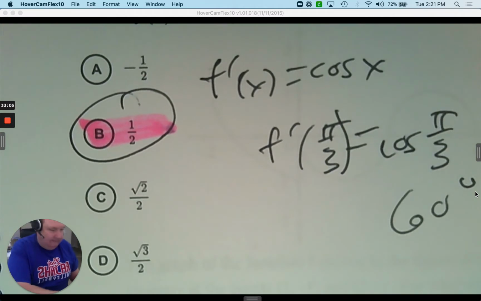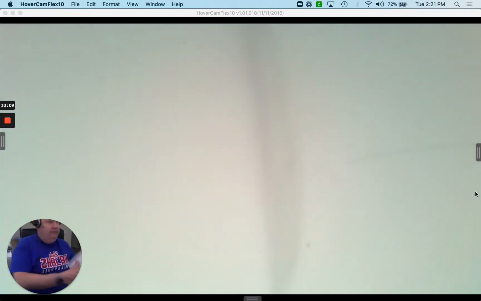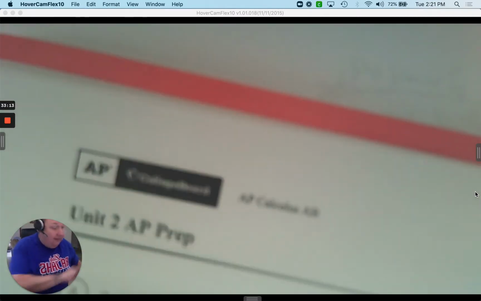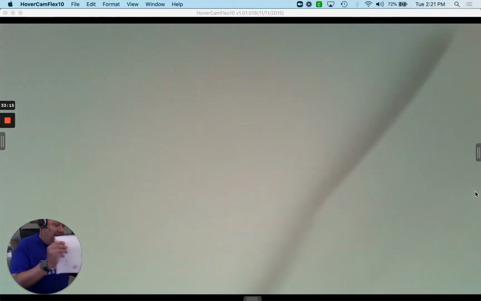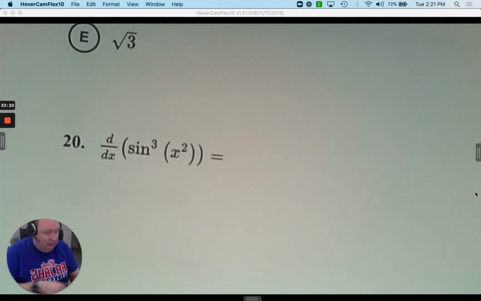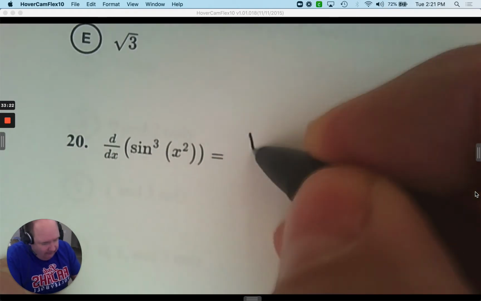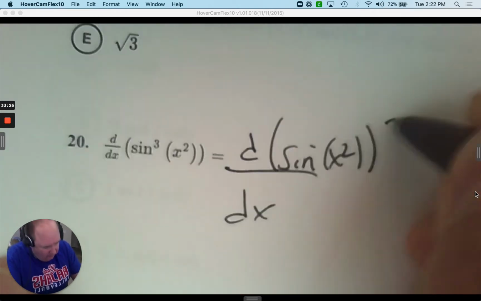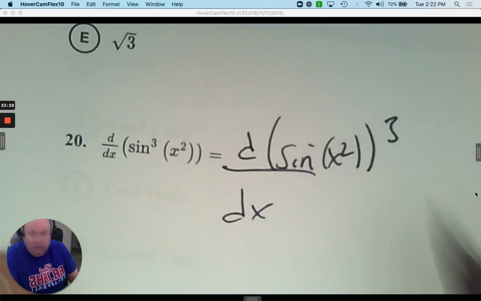Number 20. I still want to make that commitment for under an hour. So for number 20, I got to look at the question on the bottom of the page. I keep doing that. So what's the derivative of that? Now make sure you recognize that that's another way that we can write this as sine x squared all to the exponent 3. That's what it means.